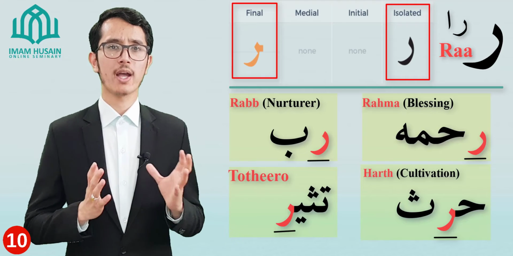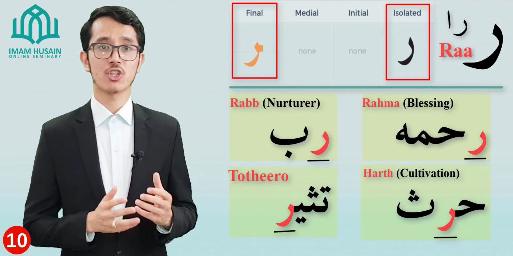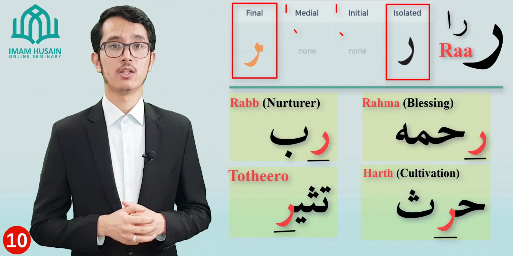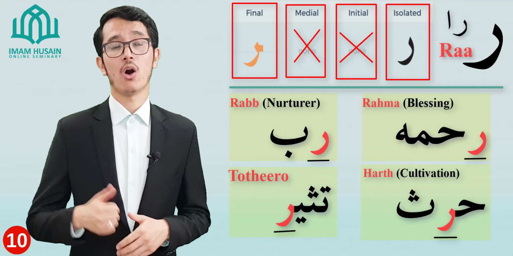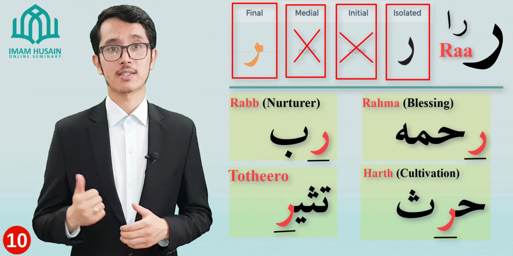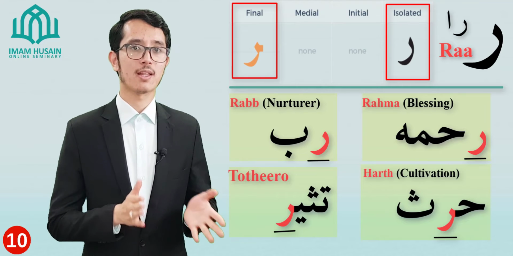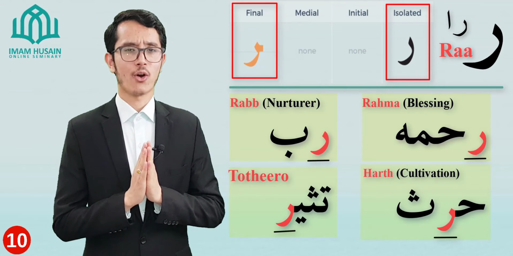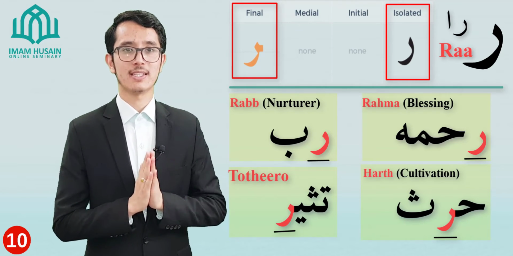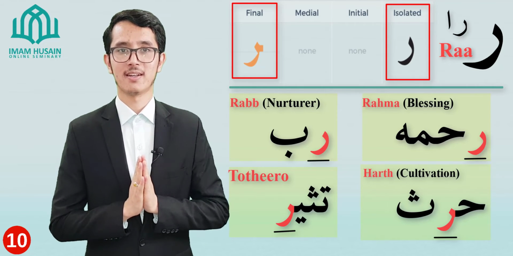You might wonder why you don't have the middle or initial form of the letter Ra. So remember that the letter Ra only gets connected from the right side. Okay? Alhamdulillah, the letter Ra is finished. And are you ready to go to the last letter in this session? The letter Za? Let's go.